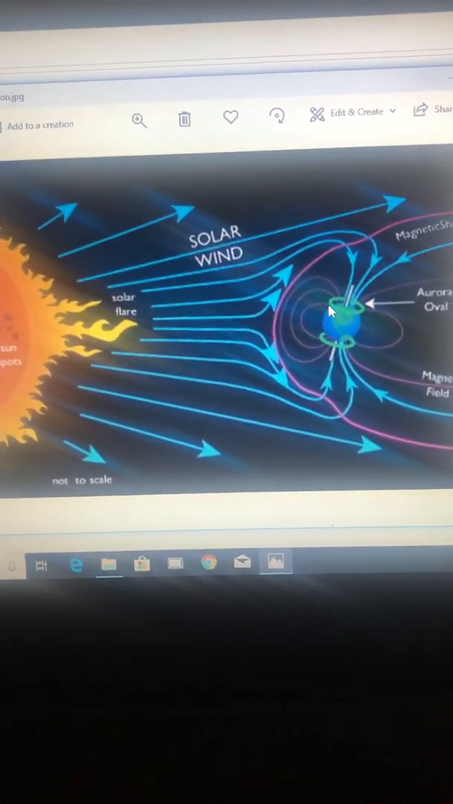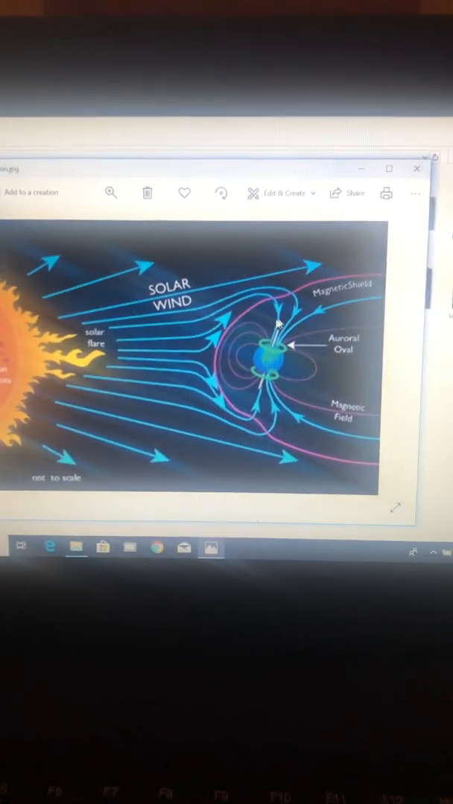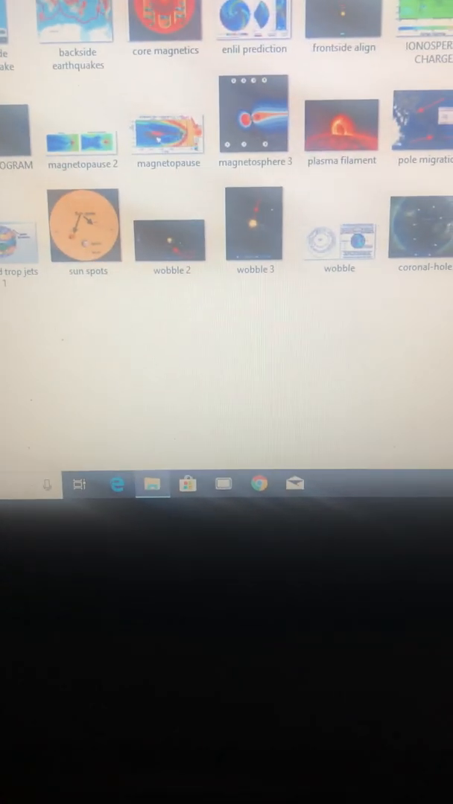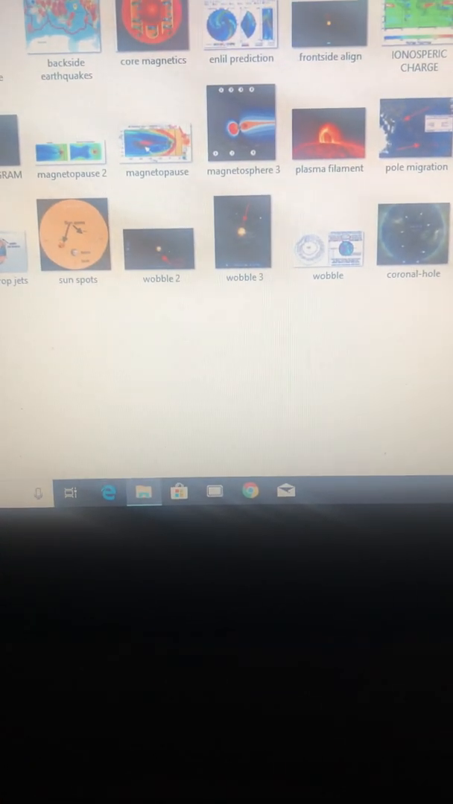And then we get bigger earthquakes, electrical disruption, etc. So hopefully that is making sense. I really hope it is. Okay, right, where are we?